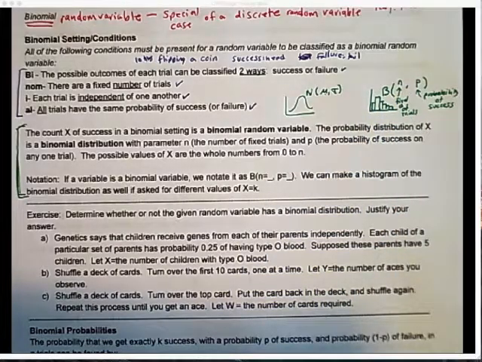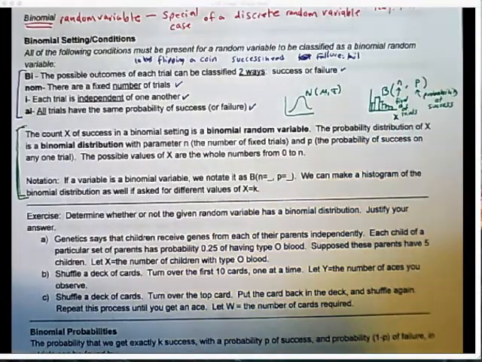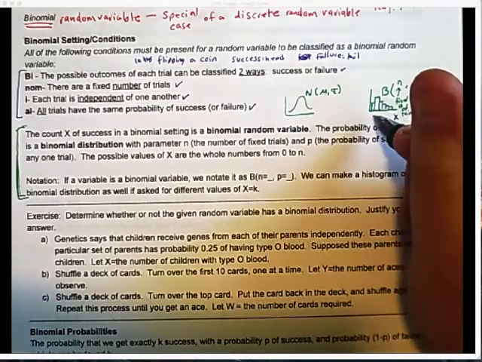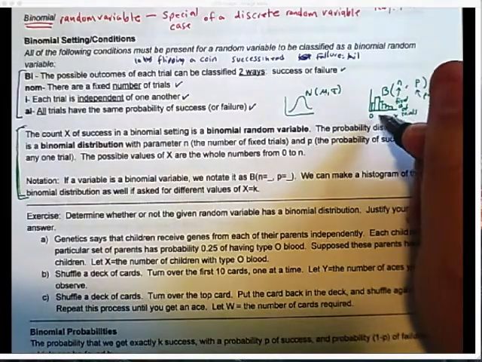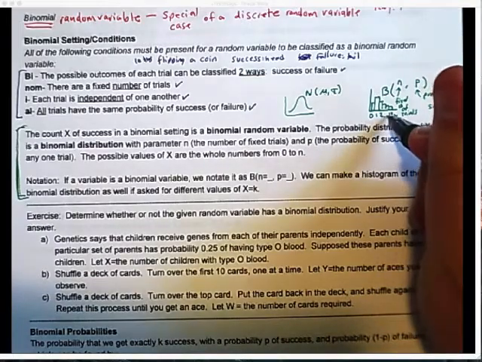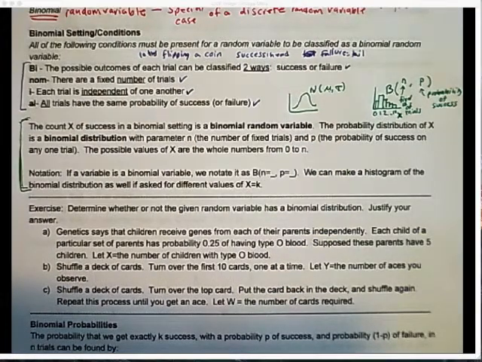The possible values of X are the possible number of successes. In my case, when I flip a coin, I could get 0 heads, I could get 1 head, 2 heads, and the last value is going to be 10. It's going to stop at 10 because I'm only flipping a coin 10 times. It is possible to get 10 heads. Very unlikely, but it's possible.